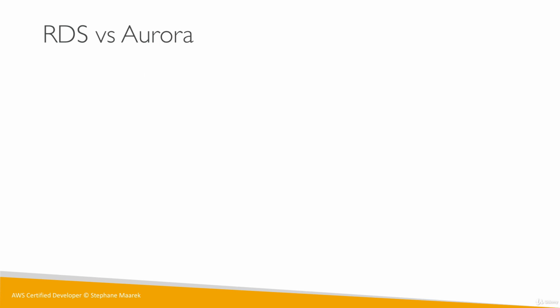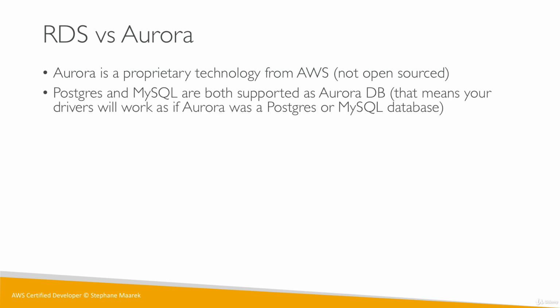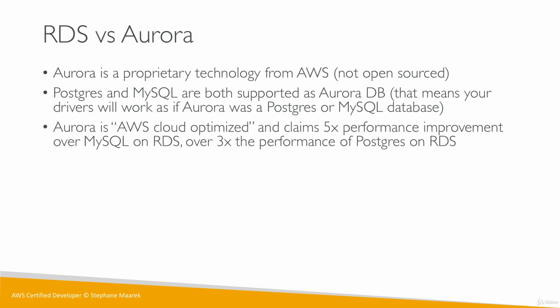Now, talking Aurora, just a last bit you should know about RDS. Aurora is a proprietary technology from AWS, and it's not open source, so we don't know how it works. But Aurora is compatible with Postgres and MySQL, so they're both supported. The idea with Aurora is that it's cloud optimized, and so Amazon claims there is a 5x performance improvement over MySQL, or a 3x performance improvement over Postgres.